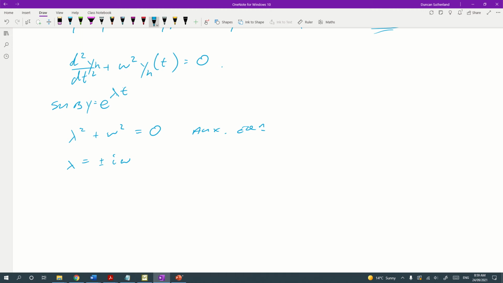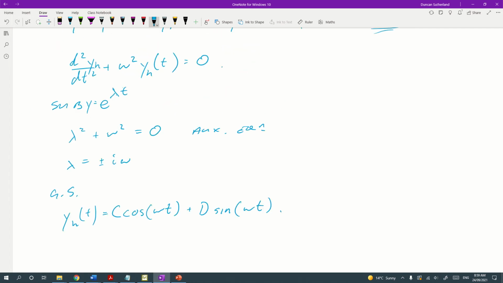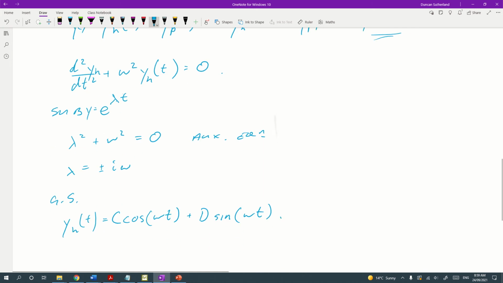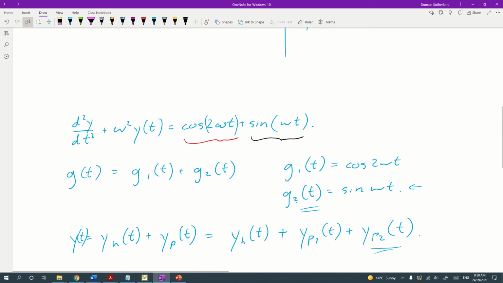And because we have complex conjugate roots, our general solution is this. y homogeneous equals, there's no real part of this, so we don't have an e to the something term out the front. We've just got C1 cosine omega t plus, there's another constant in here, C2 sine omega t. All right, so that's how we deduce the general solution of this equation. And what we've got to do now is deal with the particular part.